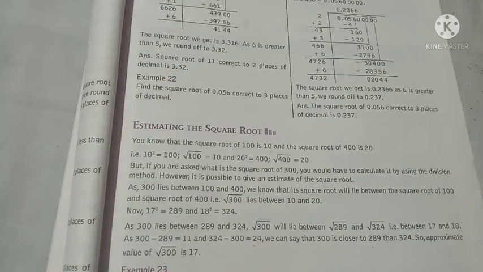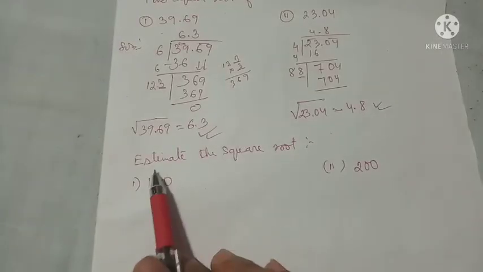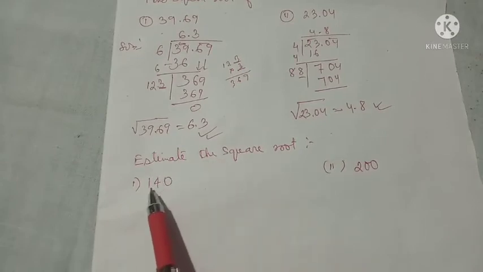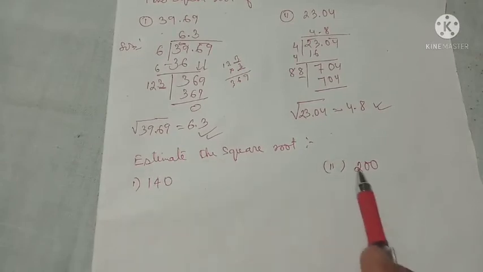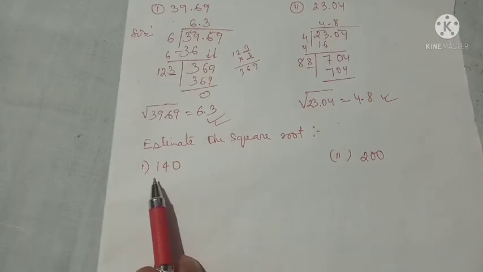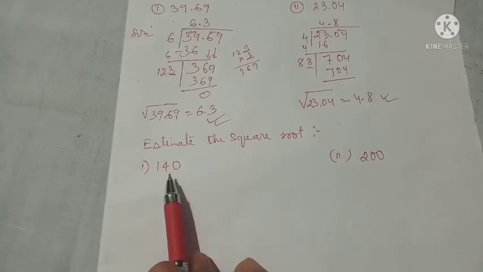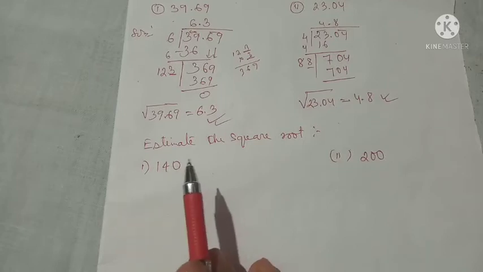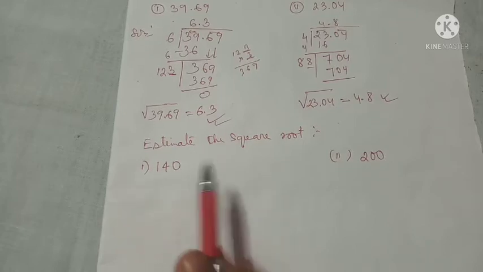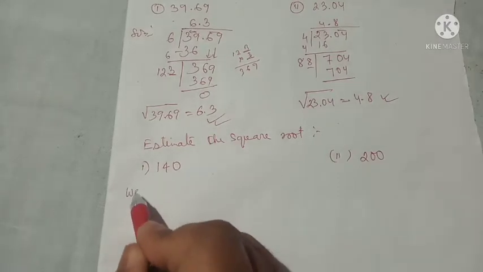In this way, we can find the estimated square root of given numbers. So we'll see an example. In that example, you will understand more how to find the estimated square root of given numbers. Let's see the examples. Now we are going to find the estimated square root for 140 and 200. We are going to find between which squares of two numbers 140 lies.